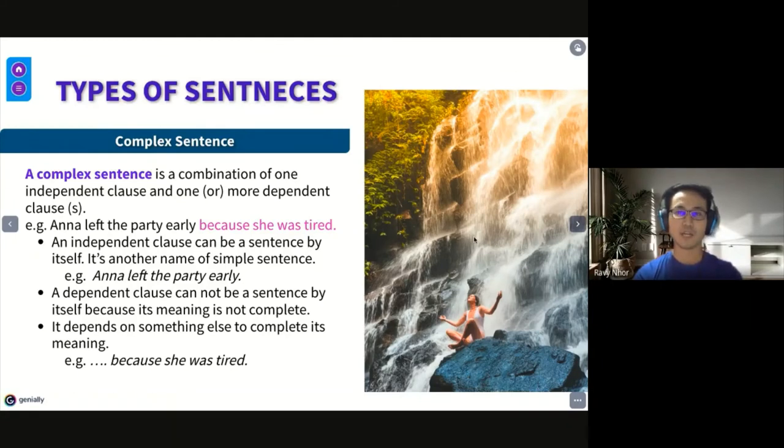To understand a complex sentence, you have to understand independent clauses and dependent clauses. The independent clause is easy. It is a simple sentence, or it is a compound sentence.